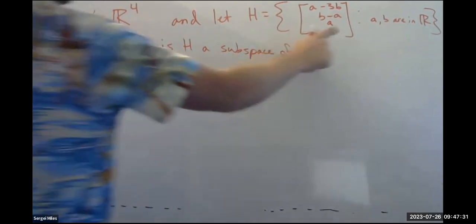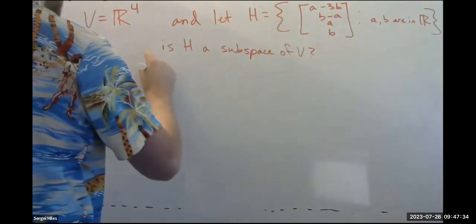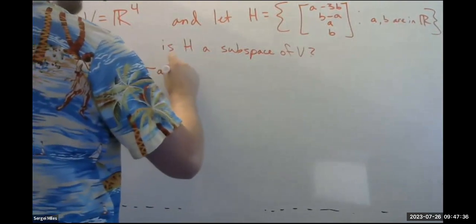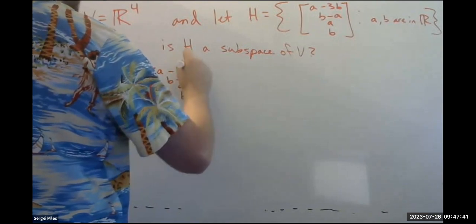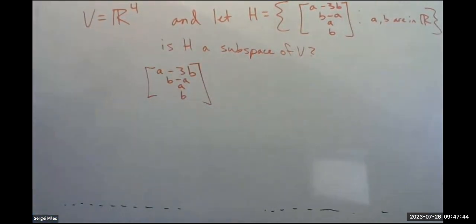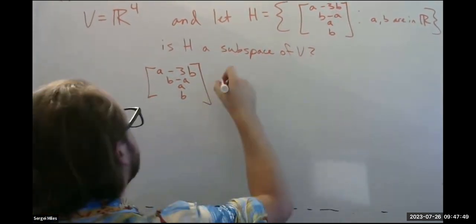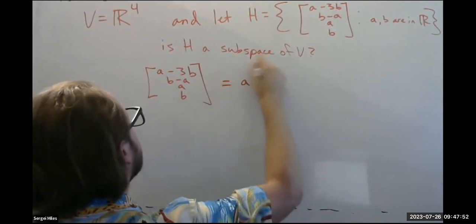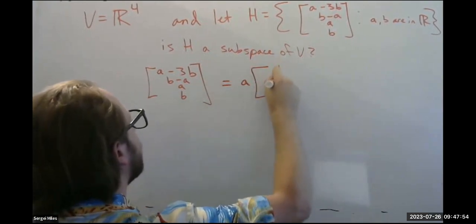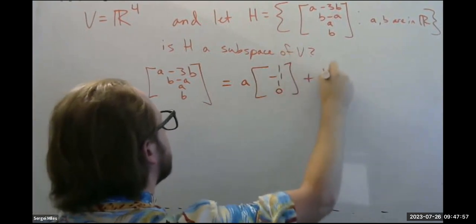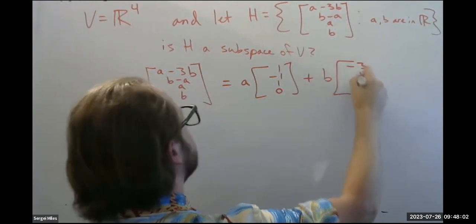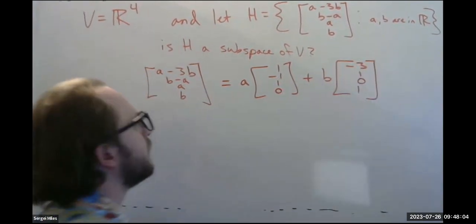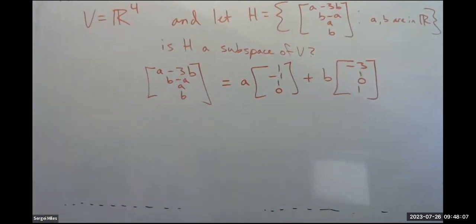Well, notice, what is this vector? What happens if I pull it apart into parametric vector form, right? Don't forget about that idea, because parametric vector form is going to be very important as we continue in the class. Well, if I pull this apart, I have a times (1, -1, 1, 0), plus b times (-3, 1, 0, 1). Right? In other words, what is this saying?